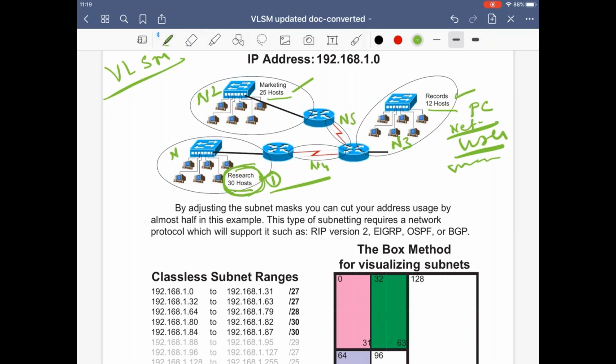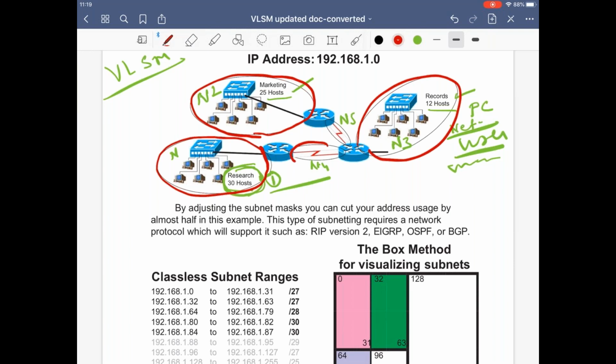If you see here, this is one network, right? The second network is this one. The third network is this one. Fourth is this one, and the fifth one is this one. 1, 2, 3, 4, and this is 5. It will come on your screen also.